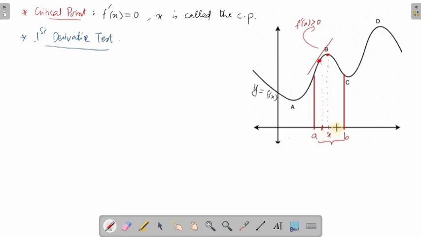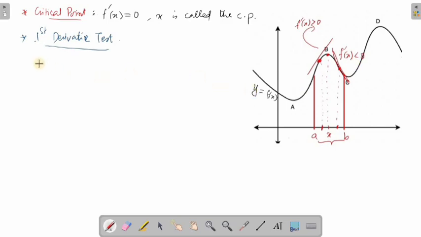Now go to the right of the point. Let's take this as the point. Now at this point, if you draw the tangent, this time it is making an angle which is more than 90 degrees. So whenever it is more than 90 degrees, tan theta becomes negative. And whenever tan theta is negative, it means that the slope is negative.